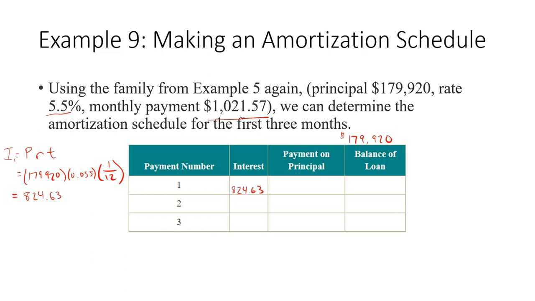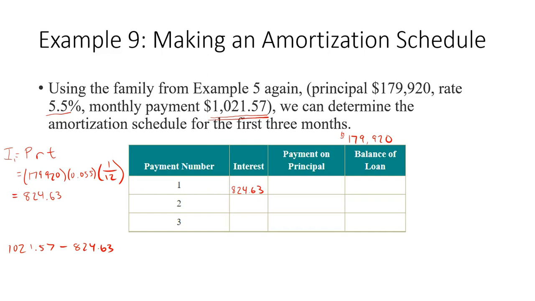Now, the monthly payment is $1,021.57. So it's more than the interest. So some of that money is going to pay down the principal. To figure out how much, we're going to subtract the interest from the monthly payment, minus $824.63, and that'll tell us how much we've paid on the principal.